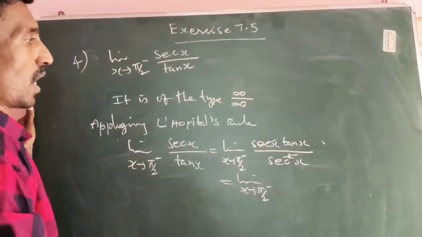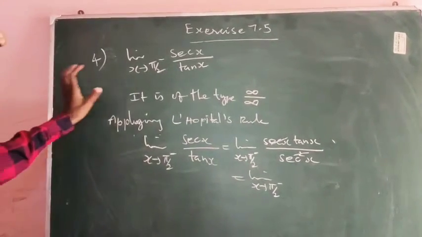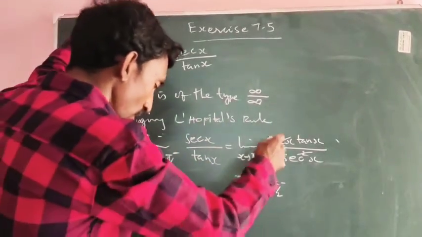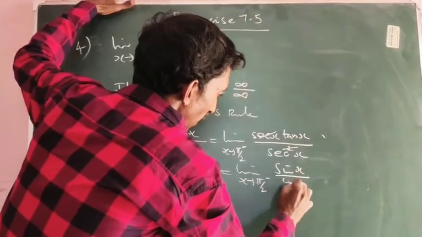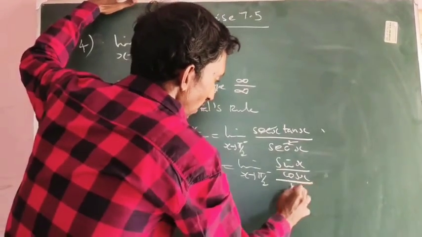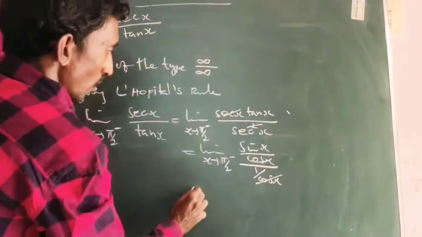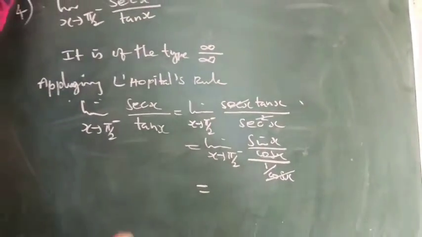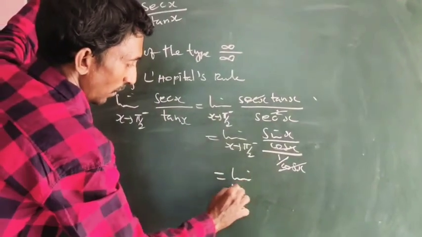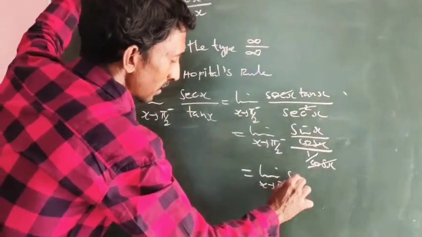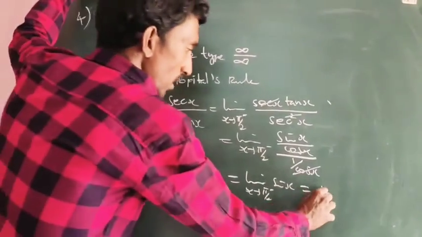So I already told you, if you want to get the finite answer, if anything can be cancelled, cancel it before applying the limit. So tan x can be written as sin x by cos x, and secant x can be written as 1 by cos x. So cos x cancels. So we are getting limit x tends to pi by 2 minus sin x. Okay, so sin 90 is 1.